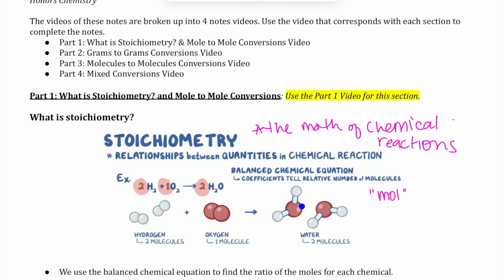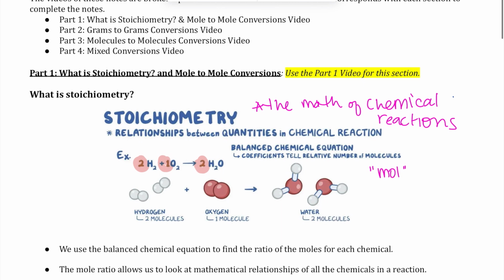molecules. In stoichiometry, we use the ratio found in that balanced reaction to define the quantity relationships that we need. Using the balanced reaction to find the ratio of moles for each chemical, that mole ratio allows us to look at the mathematical relationships.